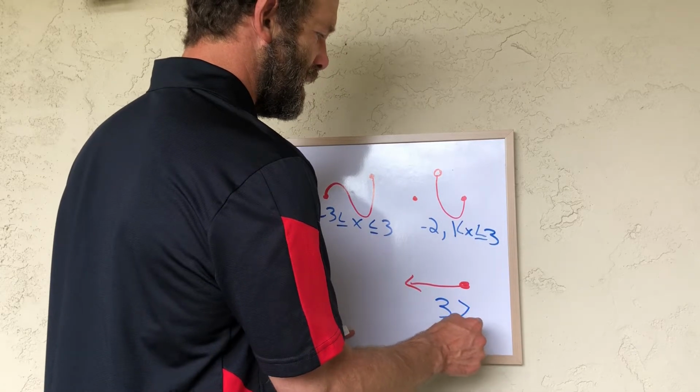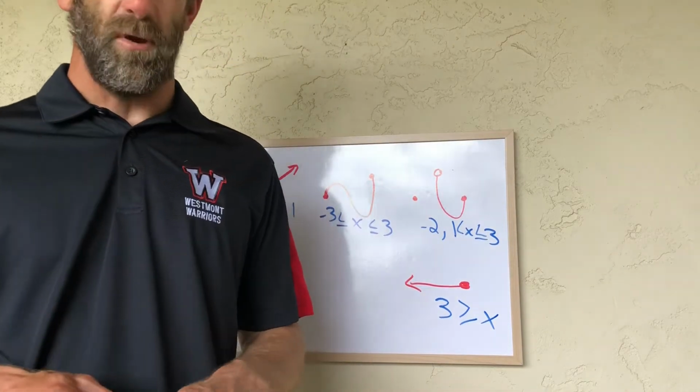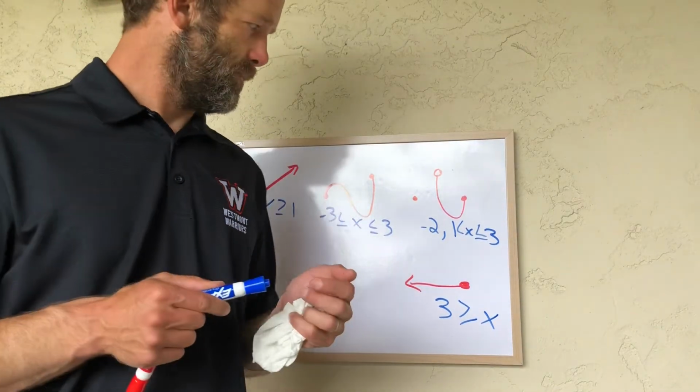And for this, your domain is, it looks like the biggest number on this graph is 3, but x is smaller than anything from 3. So 3 is the biggest number, so x is less than or equal to 3.